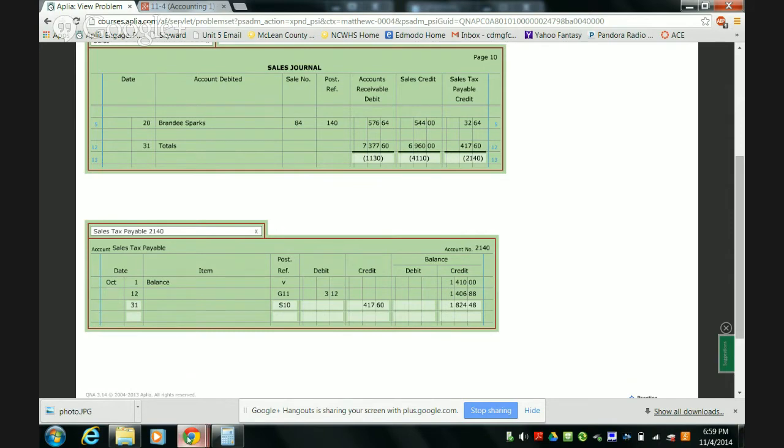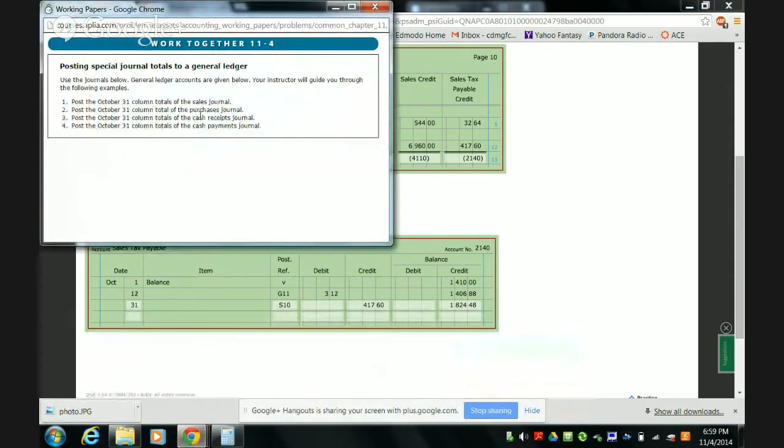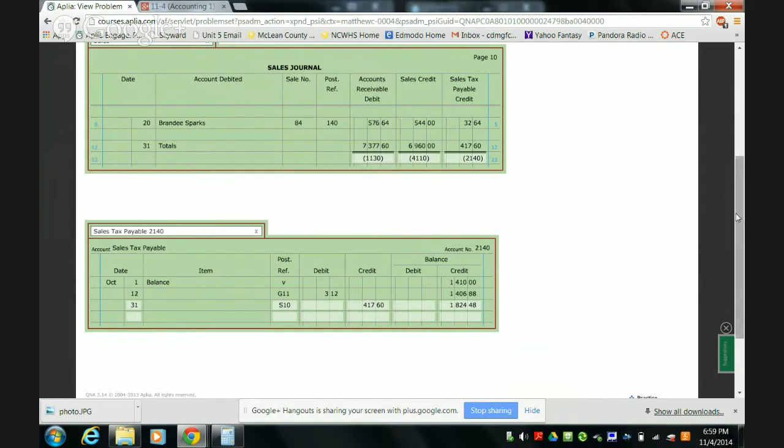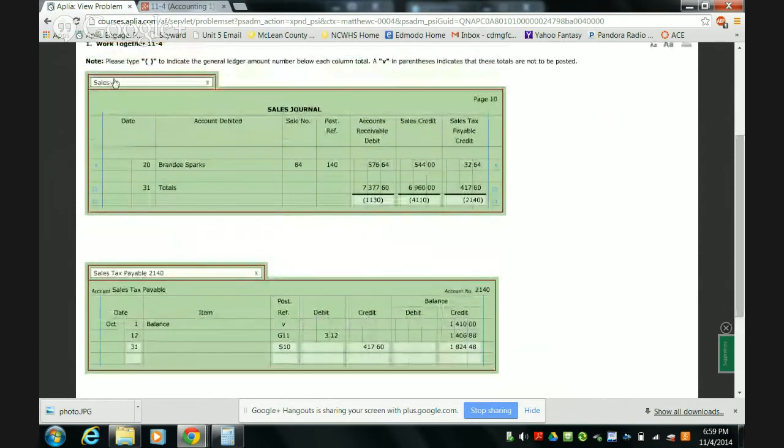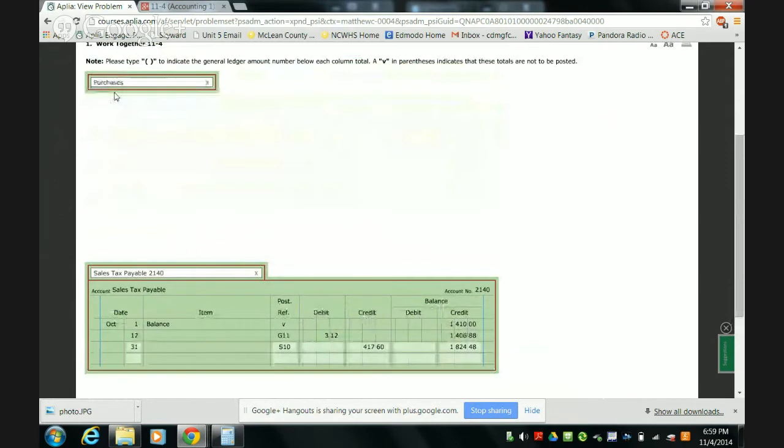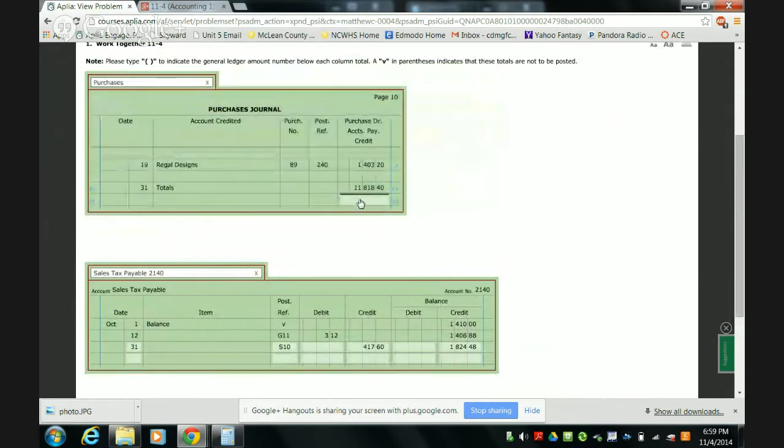Now, if I go back and look at the instructions, it does give us the order that we should do it in. The order that you post these totals is always in this order, with the general journal in between here. Our next one that we're going to post out of is our purchases. I look here at my purchases debit and accounts payable credit. So I'm going to go to purchases.